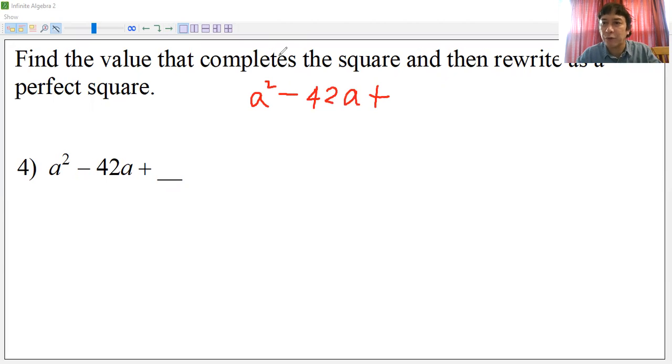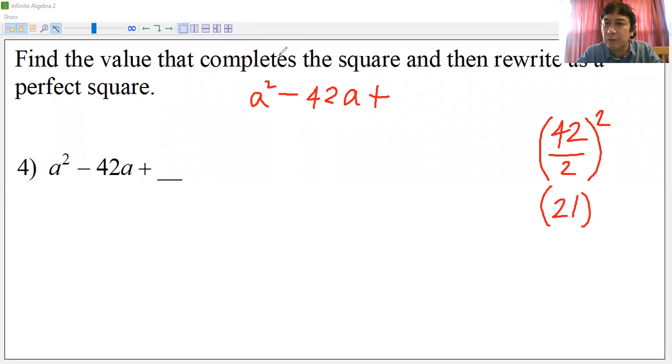Okay, you're going to get that 42, the coefficient of the first degree of the variable. You divide this by 2. After dividing by 2, you are going to square it. So 42 divided by 2 is 21 squared. And we know that already. This is 441.